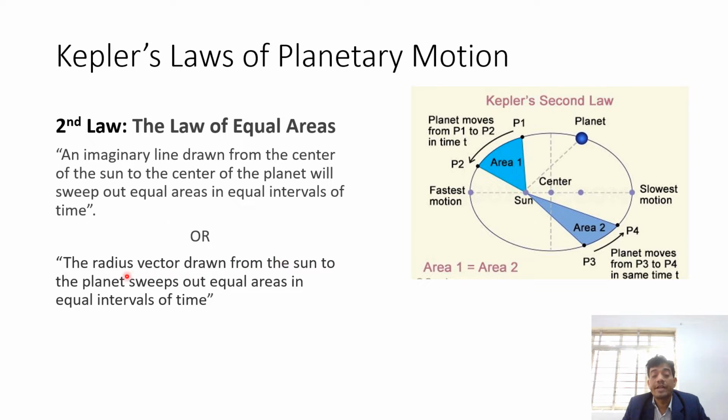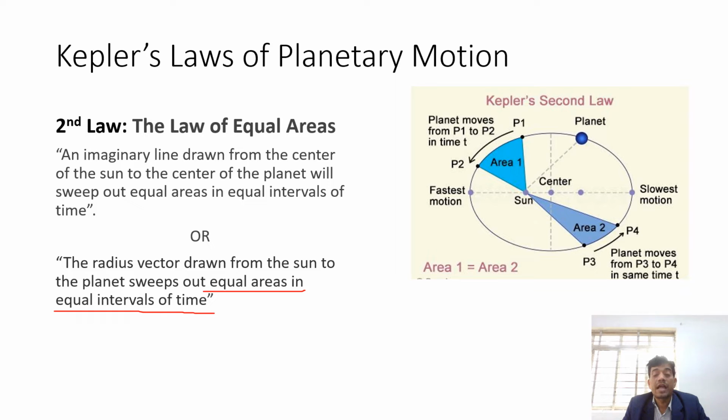So the radius vector drawn from the sun to the planet sweeps out equal area in equal intervals of time. This is very important, right? Equal area in equal intervals of time. You see, equal area in equal intervals of time. Area will be the same only when the time taken from P1 to P2 is the same as the time taken from P3 to P4, right? So we can state it in this way also.